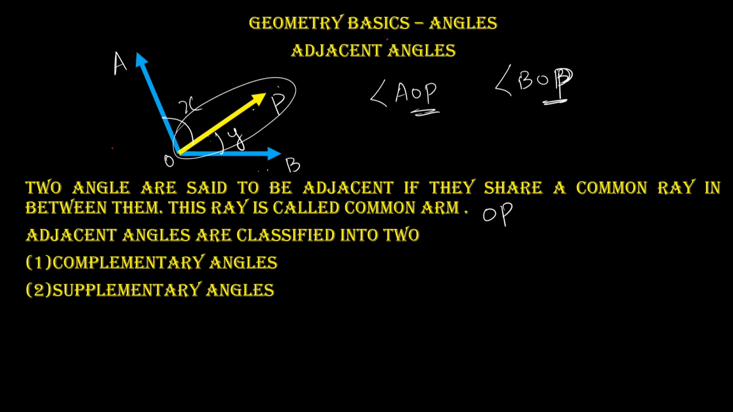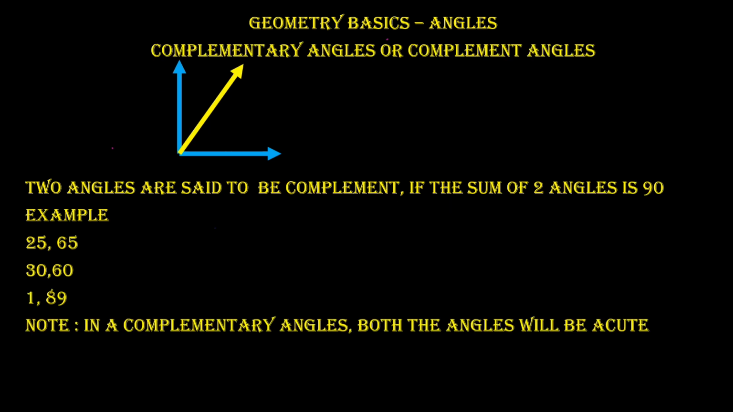Adjacent angles are classified into two. One is complementary angle and the other one is supplementary angle. We'll see what complementary angle is. Two angles are said to be complementary if they add up to 90 degree. If you take 70 degree plus 20 degree, you will get 90 degree, right? So when they add up to 90 degree, they are called complementary angles. Examples: 25 and 65, 30 and 60, 1 and 89. Note, in a complementary angle, both the angles will be acute, right?